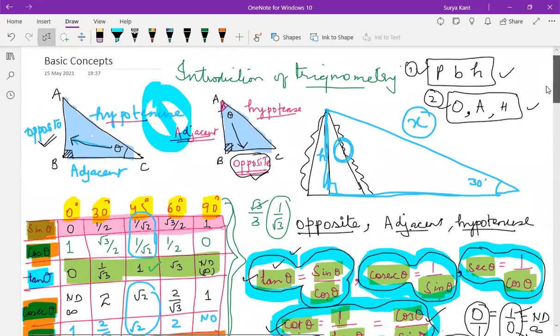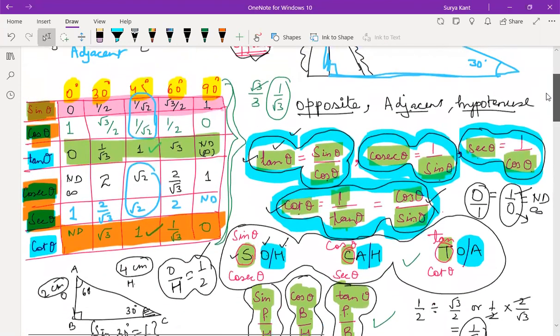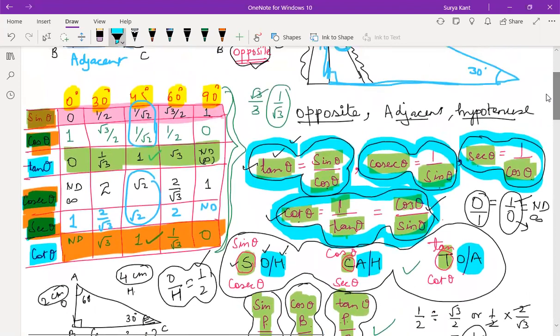We can write this one. Tan theta, we can write it as sine theta by cos theta, means it's the ratio of sine theta by cos theta. Cosec theta is the reciprocal of sine theta. Sec theta is the reciprocal of cos theta. Cot theta is the reciprocal of tan theta, or we can write cos theta by sine theta. So this is the second concept, children.